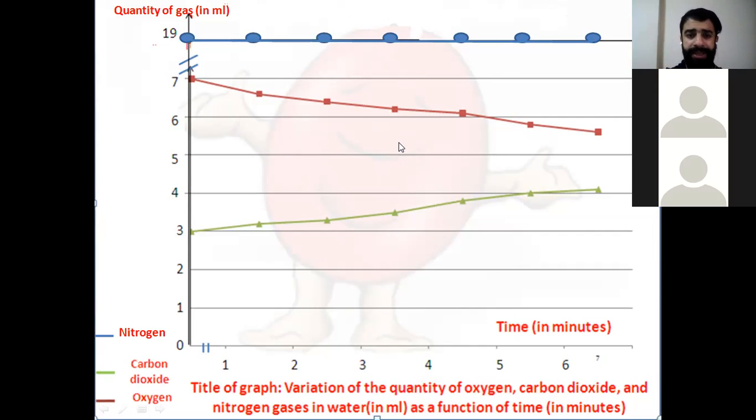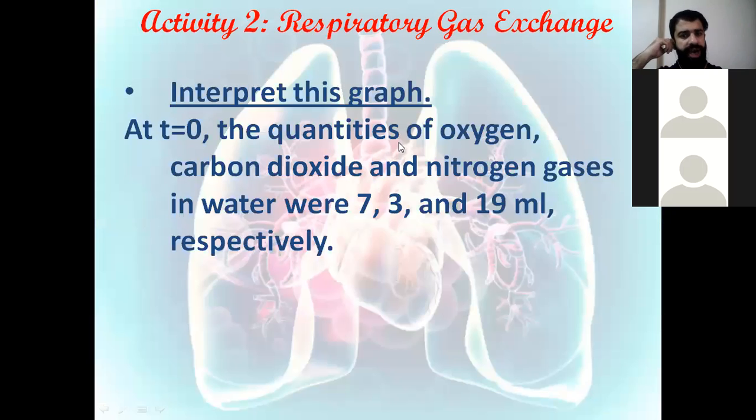Let's move to the interpretation. Interpreting the graph is analysis plus indication. At time 0, the quantities of oxygen, carbon dioxide, and nitrogen in water were 7, 3, and 19, respectively. Pay attention to this: 7, 3, and 19, respectively. What does this mean? I said oxygen, carbon dioxide, and nitrogen, so the first, oxygen, is for the first number. The second is for the carbon dioxide. The third is for the nitrogen.